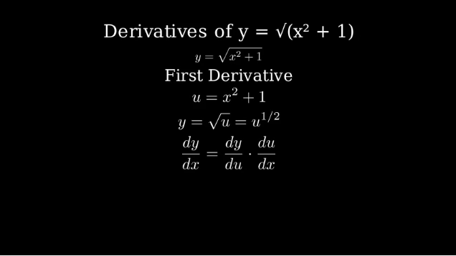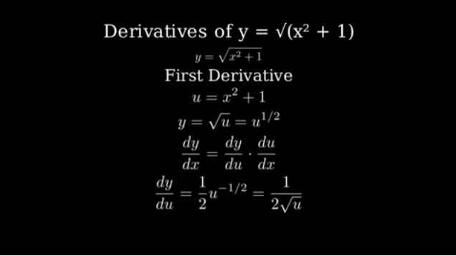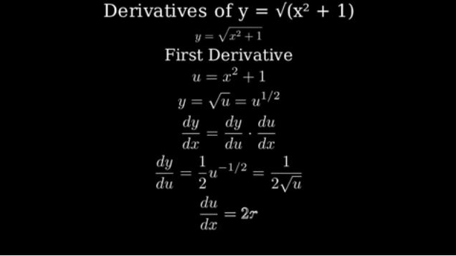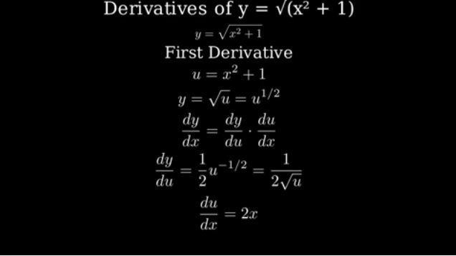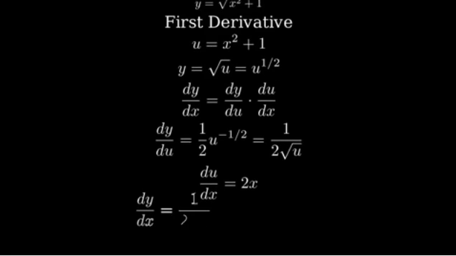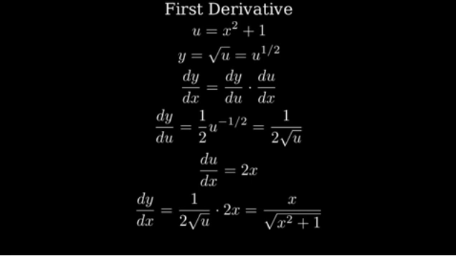Let's find each part separately. First, the derivative of y with respect to u is 1/2 u to the power of -1/2, which simplifies to 1/2 square root of u. Next, the derivative of u with respect to x is simply 2x. Now, let's combine these results. We get x over the square root of x squared plus 1.